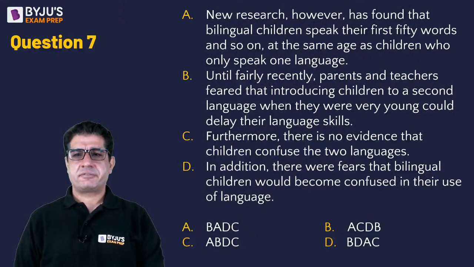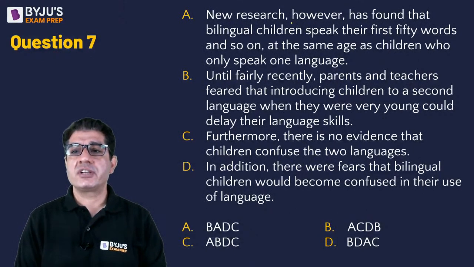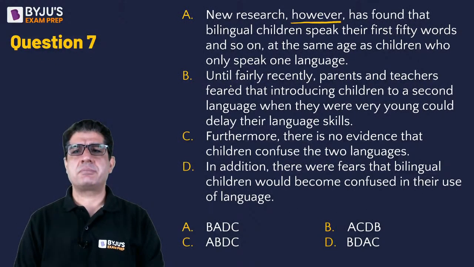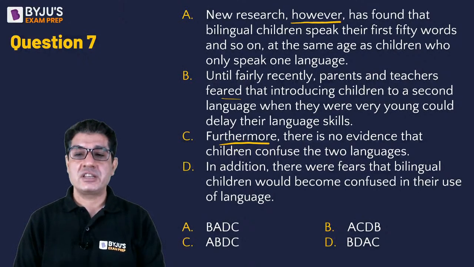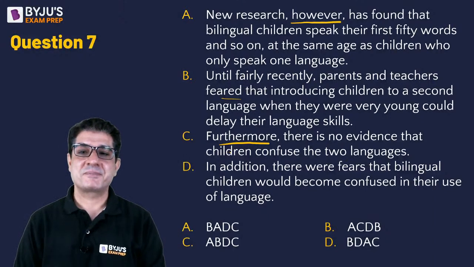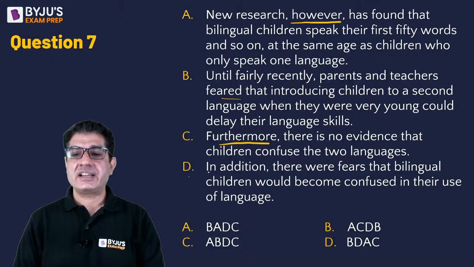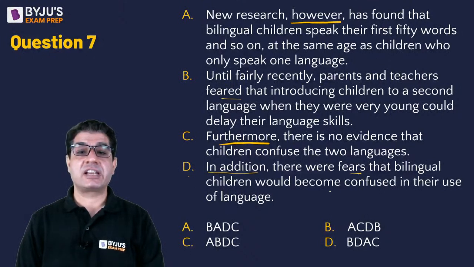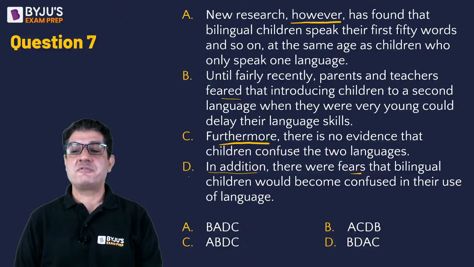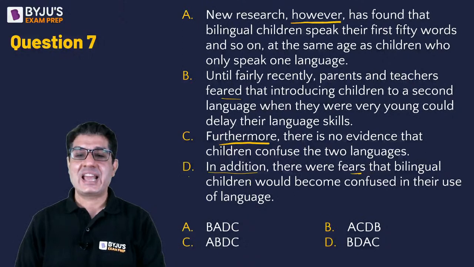So what do I have? Let me look at the clues. New research, however, has found that bilingual children speak their first 50 words and so on at the same as children who only speak one language. Okay. B is talking about a particular fear that people have. Furthermore, shows continuation. There is no evidence that children confuse the two languages. And then D, in addition, there were fears that bilingual children would become confused in their use of language.